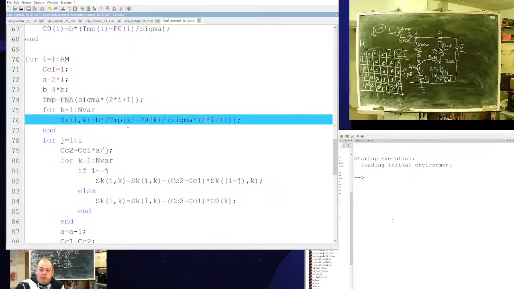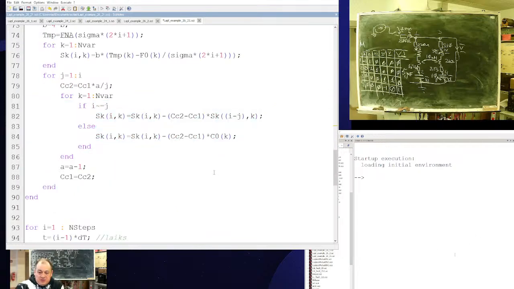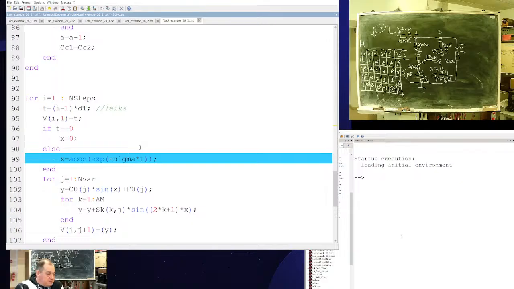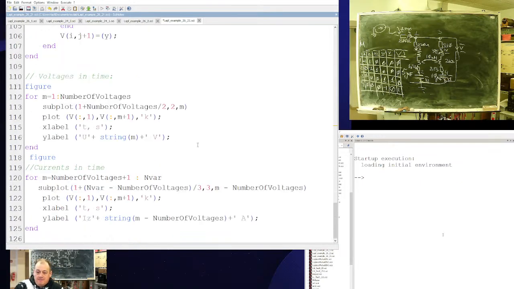So at this special point, I've solved my network. This side obtains binomial coefficients. And here is the solution. It isn't for complex frequency, instead the solution is for the substituted value. Here is the backward conversion. This point converts backward to time. And last one, voltages and currents in time, simple drawing of charts.